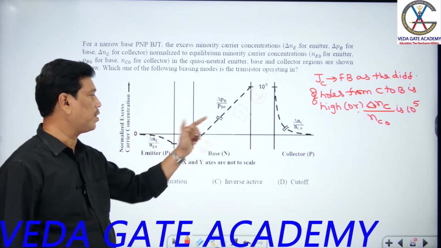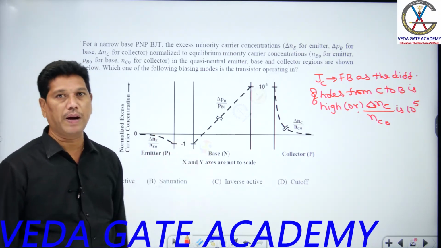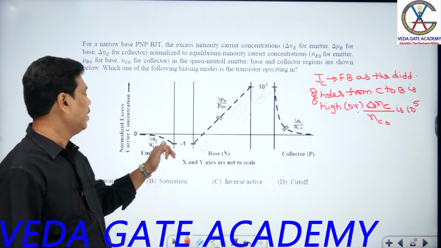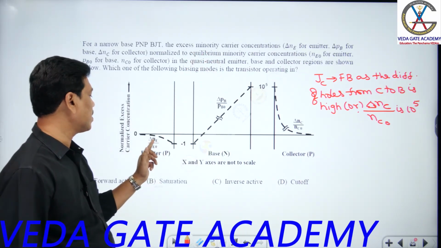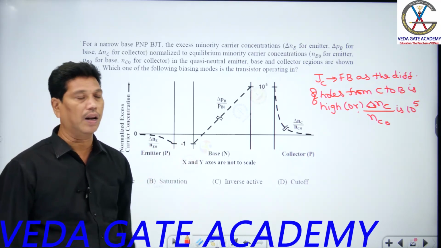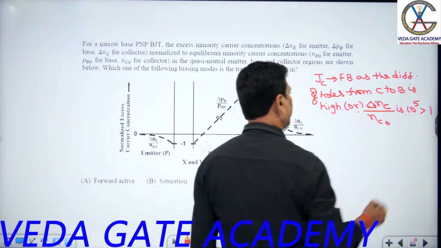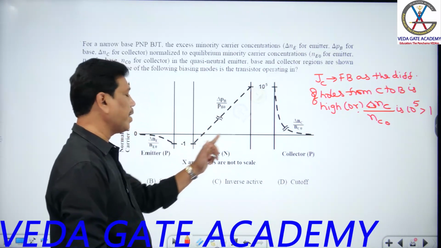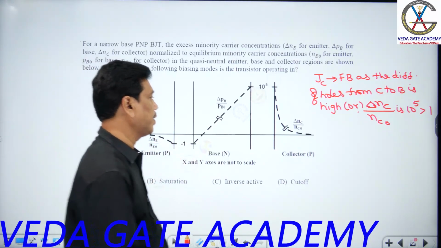Diffusion of holes from emitter to base is decreasing. What is the meaning of that, sir? It means the input looks like a reverse bias, or the ratio of excess minority carrier concentration to the equilibrium carrier concentration is very poor. There it is greater than 1, here it is less than 1. So it is very poor, so that JE is reverse biased.